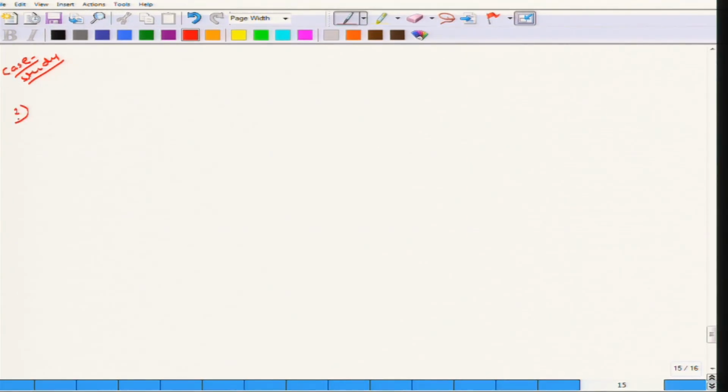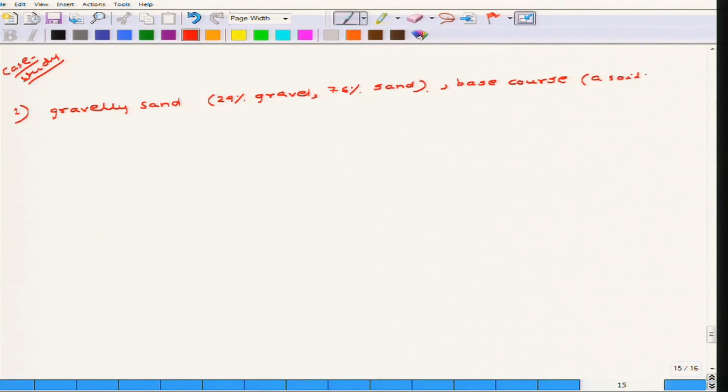So, let us consider a compaction curve for a gravelly sand. A compaction curve for a gravelly sand is given to you, that consists of 24% gravel and 76% sand. Now this is to be used as a base course. A base course means a soil layer above the existing soil. It is used in the case of pavements, highway embankments or pavements. So I am going to write that here, a soil layer above existing soil.